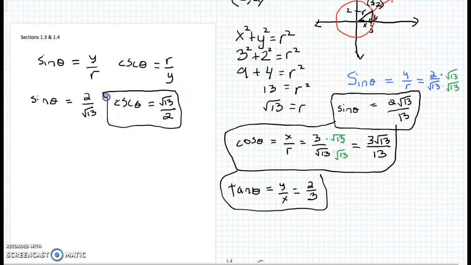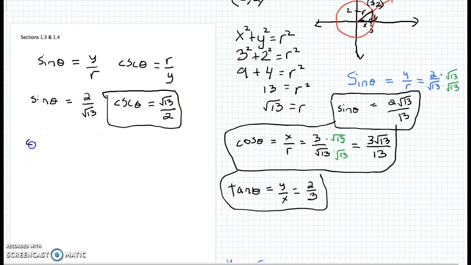Understanding that if you want to tell me the value of sine of theta, it's better if you give it to me as the rationalized version, 2 root 13 over 13. But when I went to find the value of cosecant, I wanted to flip over this one so that the square root was in the numerator.